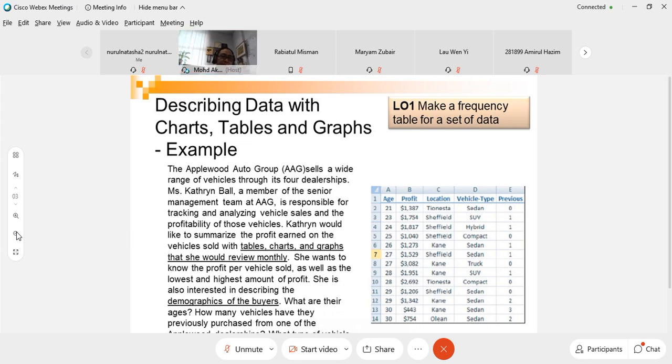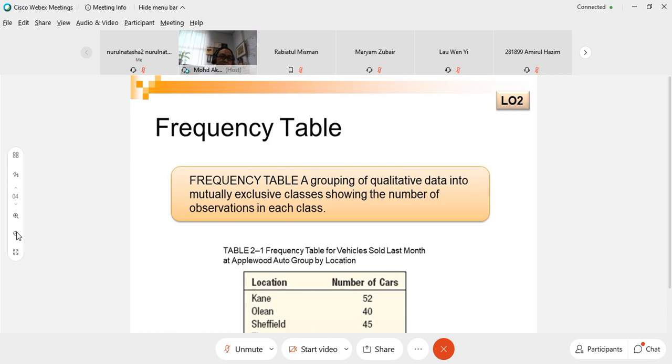Okay. Bila kita nak develop frequency table, lihat pada slide 04. Frequency table dia punya definition dekat sini. Cuba kita minta Chong Hong Lian. Hello. Hello Chong. Yes, sir. Tolong baca yang ni Chong.